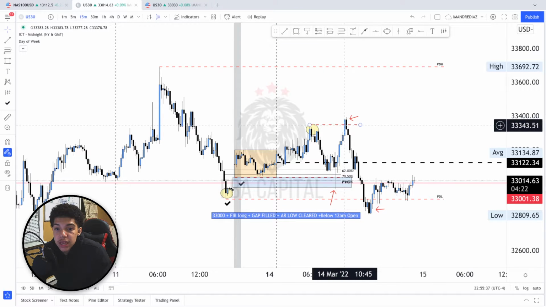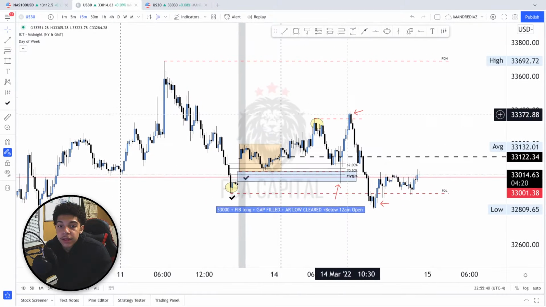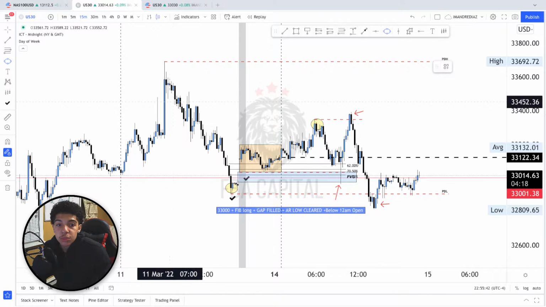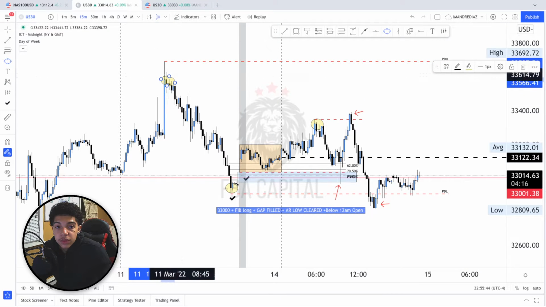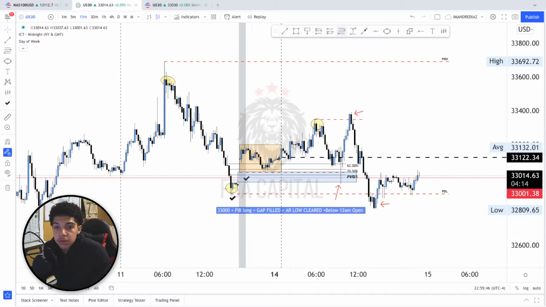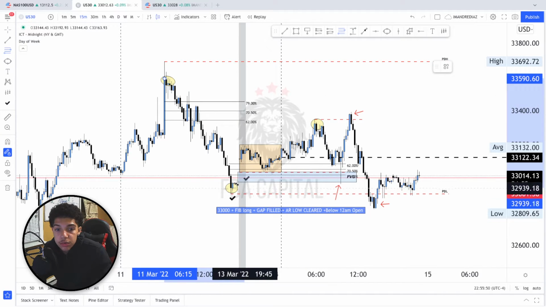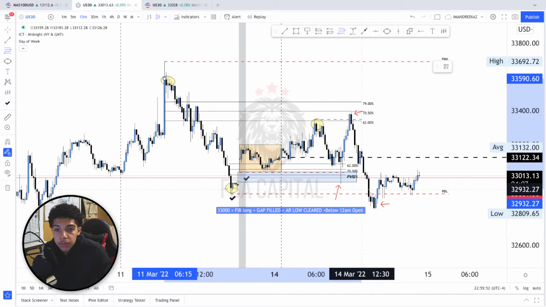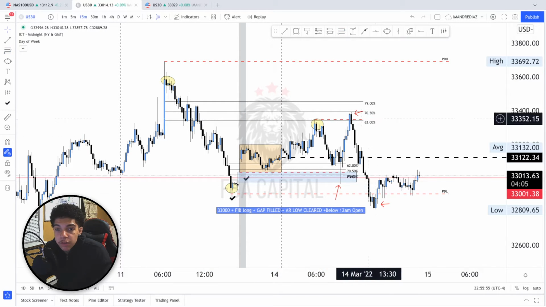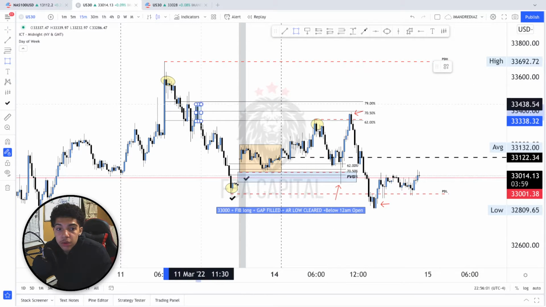Now, why was this the high of the day? This is where we go to look at the previous day's high. So now what are we going to do? Simply pull your fib from the previous day's high to the previous day's low and move it all the way over. Then you see we have this fib short retracement right here. So we cleared this high, tapped into this order block right up here.